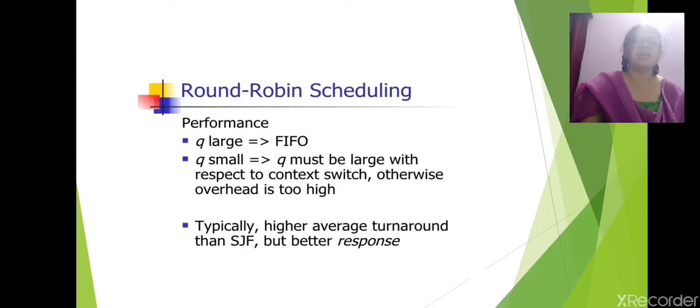Typically, round robin has higher average turnaround time than shortest job first, but better response. Thus, we want the time quantum to be large with respect to the context switch time. If the context switch time is approximately 10% of the time quantum, then about 10% of CPU time will be spent in context switching.